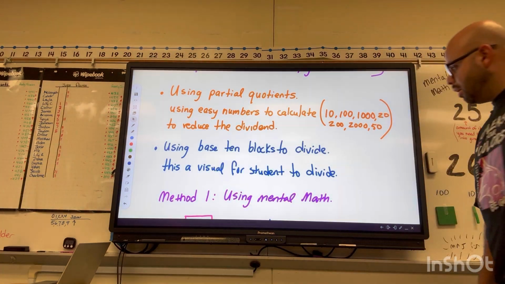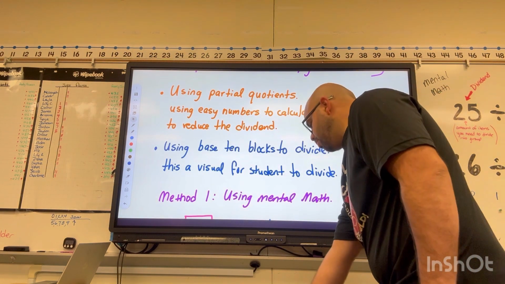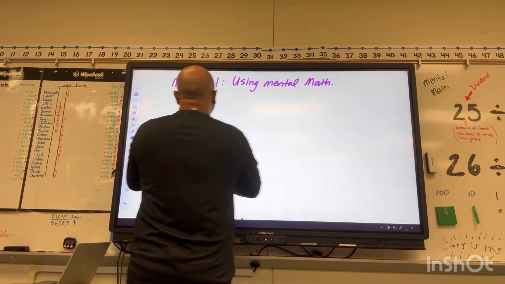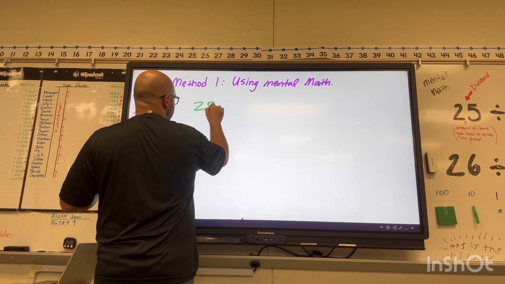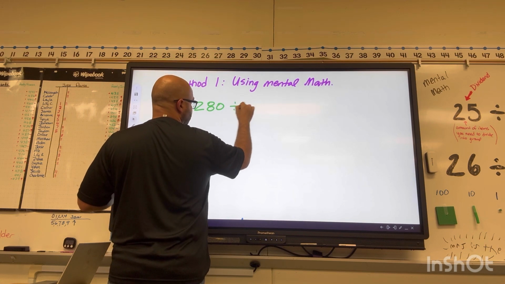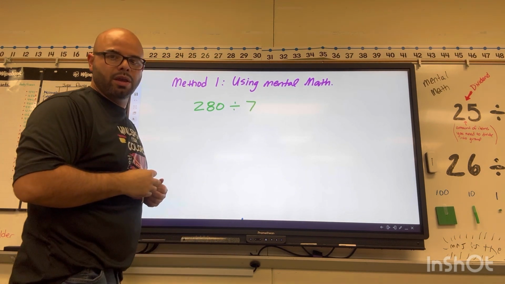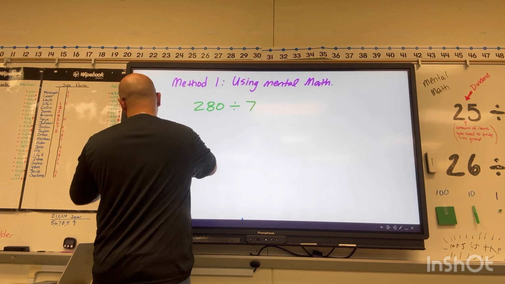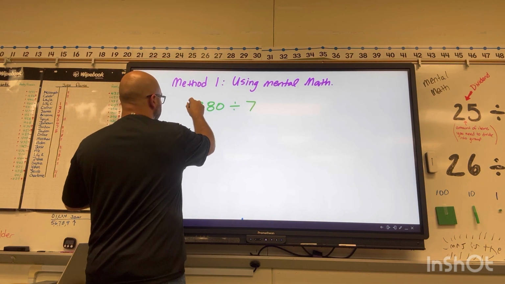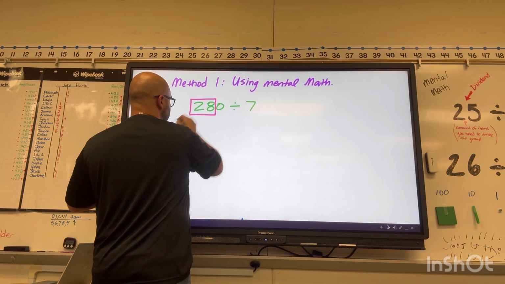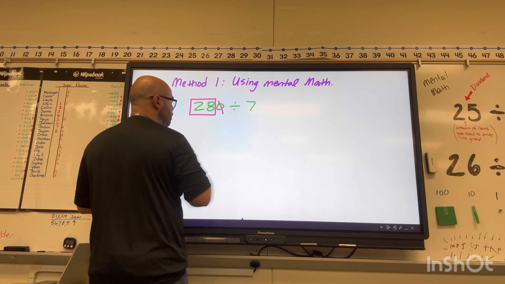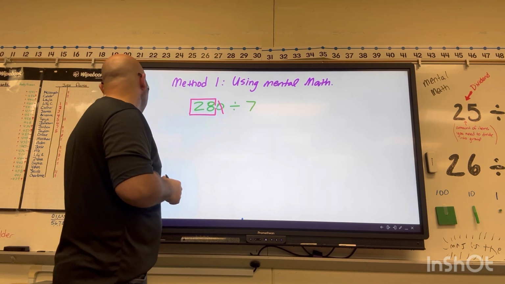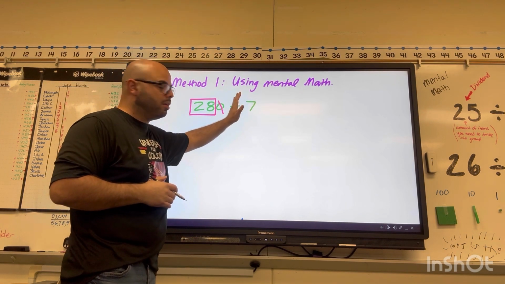Let me give you the first example, which is mental math. It's pretty easy. It's not hard. We have 280 divided by 7. Using mental math, we're going to focus on these two numbers first. We're just going to forget about the 0. It could be a 0, it could be a 2, 3, 4, 5, it doesn't matter. It could be any number. We're just going to forget about it for a second.